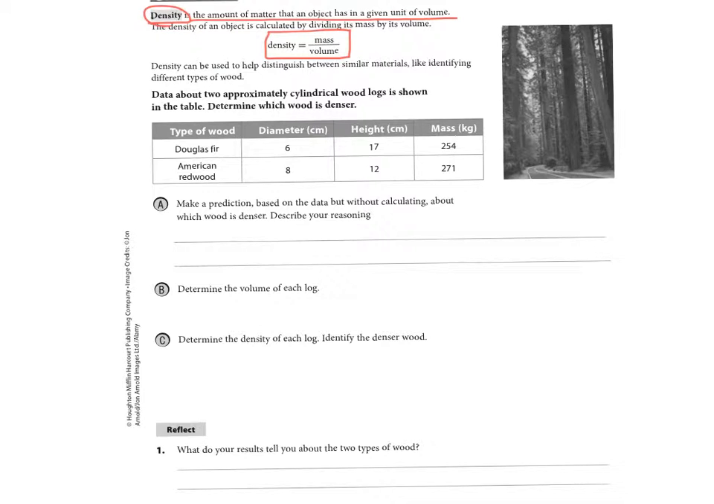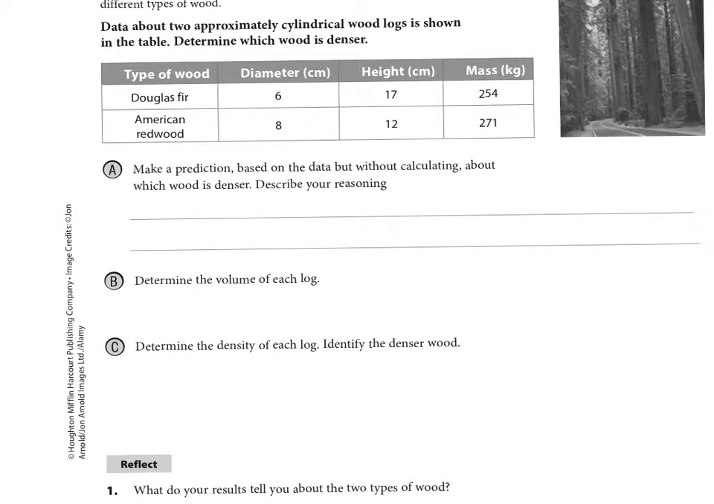But we're just going to do the problem. So the first thing we're going to do is determine the volume of each log. So for the Douglas, okay, volume equals area of the base times height.